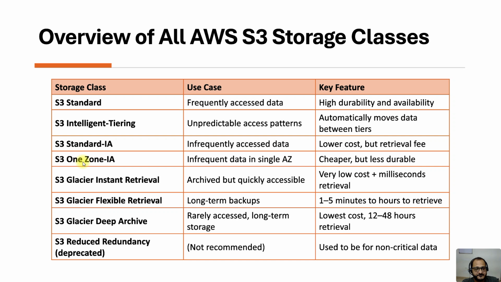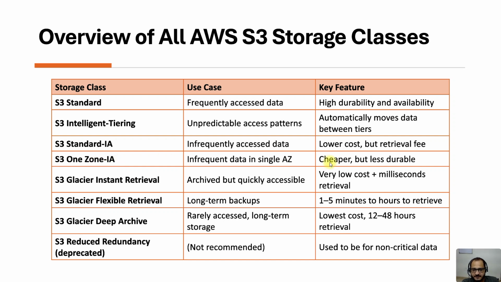Then we have S3 One Zone-IA. So what does one zone mean? Basically here you will have only one availability zone. It means your files will be in a single data center. So you have to keep in mind that one zone means a single availability zone.